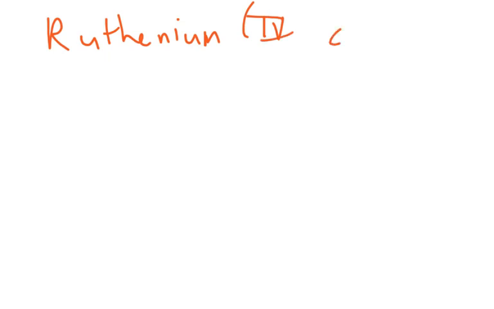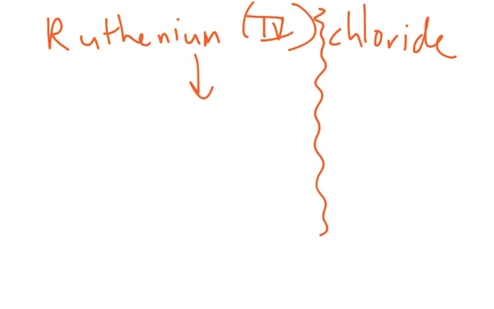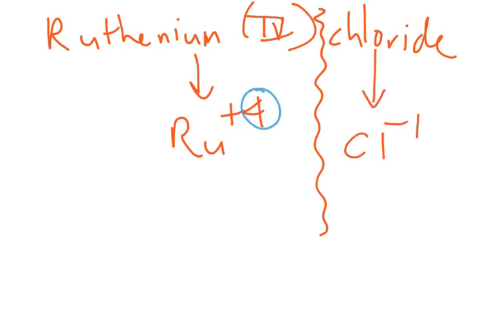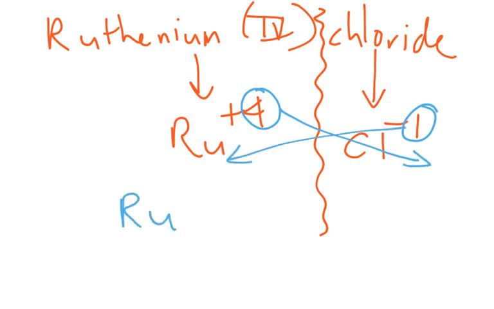Okay, in the next problems, we have names and we've got to figure out the formula. So, ruthenium 4 chloride. Ruthenium is a metal, so we're going to go ahead and draw a squiggly line. Ruthenium 4 is Ru plus 4. Chloride is Cl minus 1. And there are our numbers, and now we're going to cross those over. So ruthenium 4 chloride is RuCl4.